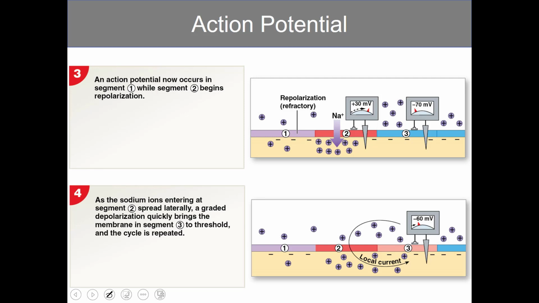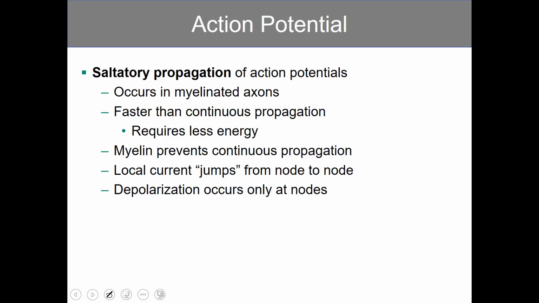Step 3, an action potential now occurs in segment 1, while segment 2 begins to repolarize. Step 4, as sodium ions enter at segment 2, you're going to get a lateral spread. A graded depolarization quickly brings the membrane in segment 3 to threshold. And that cycle is going to continue all the way down the length of the axon.